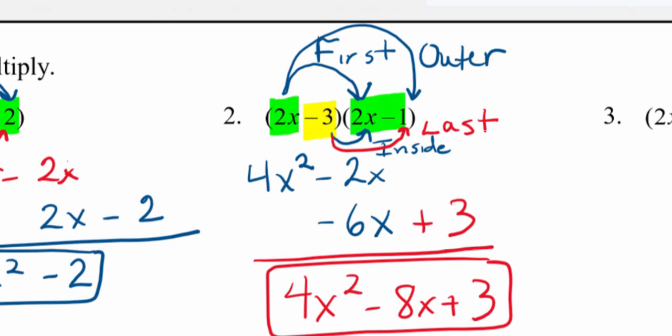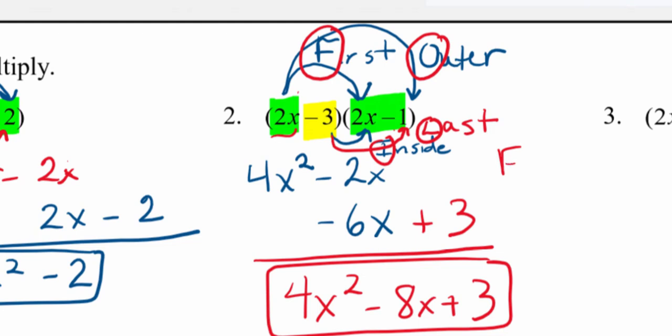But what I wanted you to notice here is this. You've probably heard the word foiling, and here's where it comes from. The F from multiplying together the first terms in each parentheses. The O comes from multiplying the outside terms, so that would be the 2x with the negative 1. So those are the outer or outside terms. The I comes from multiplying the inside terms, which would be the negative 3 times the 2x. And then the L comes from multiplying together the two last terms.